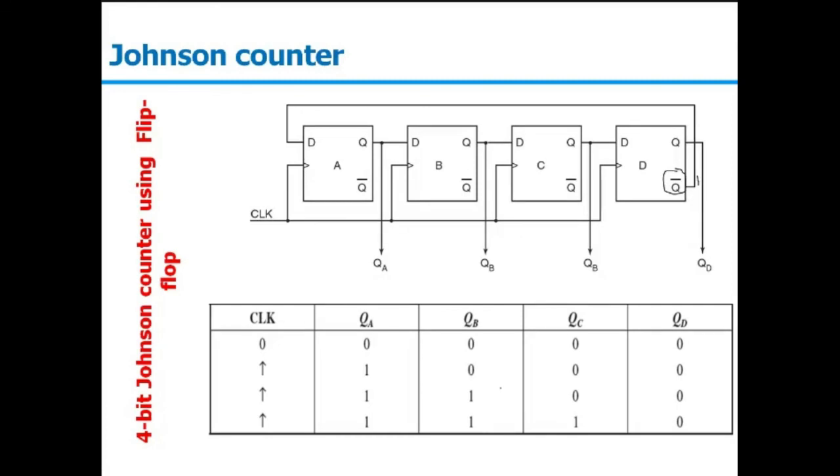In this particular case, we will have a total of 8 states. The 4 we have represented here, and after that, it will again keep moving. So a total of 8 states will be there. So for an n-bit Johnson counter, we will have 2n valid states.